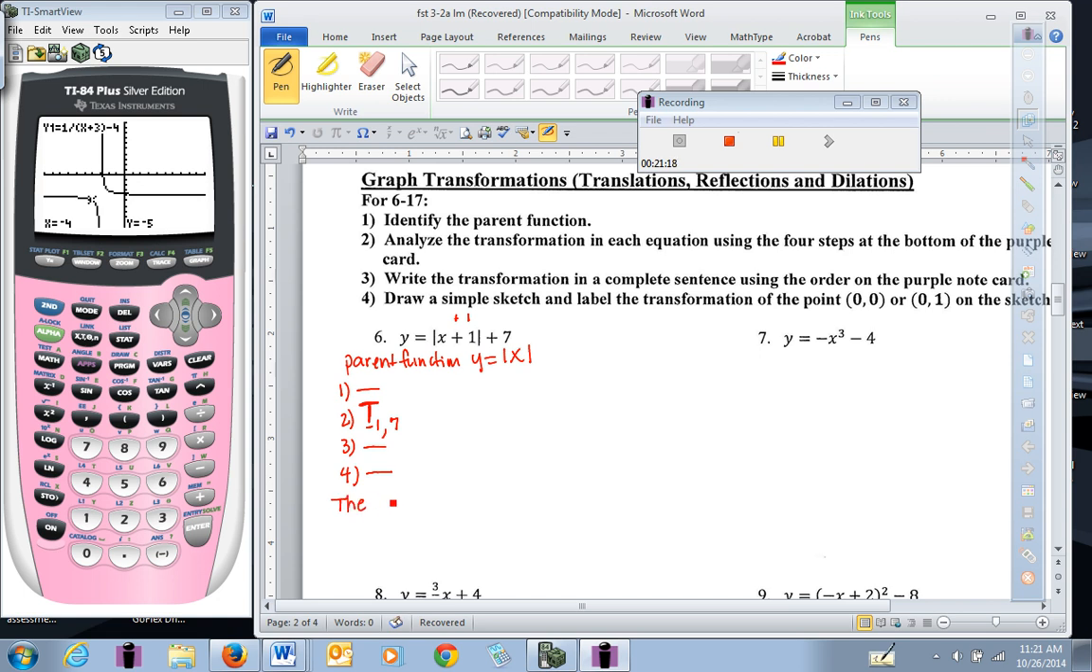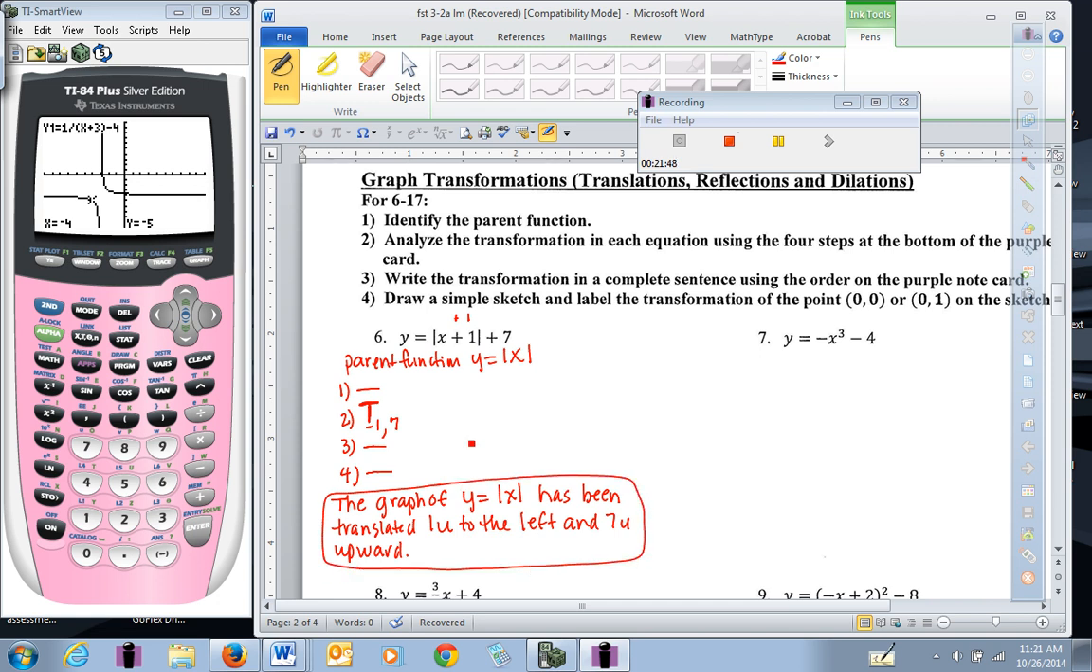My sentence is going to say, the graph of y equals the absolute value of x has been, and then I'm going to tell in this order what has happened. So ours will be translated 1 unit to the left and 7 units upward. So this is the answer to the problem when it says write the transformation in a complete sentence. And now I'm going to draw my little simple sketch.